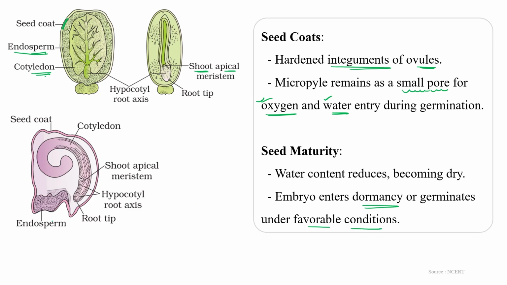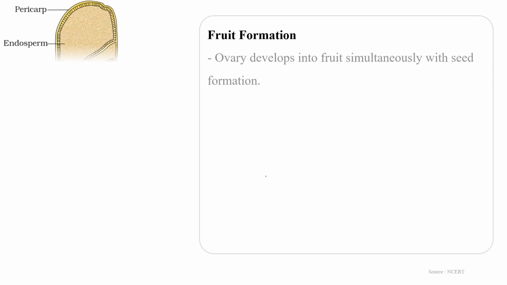As you can see over here, this is another picture of a seed. The pink line is the seed coat, and this is the cotyledon. Okay, this is the shoot apex, this is the root apex, and this is the endosperm site. So after maturing, the seed enters into the dormancy stage, and it is only able to germinate under favorable conditions.